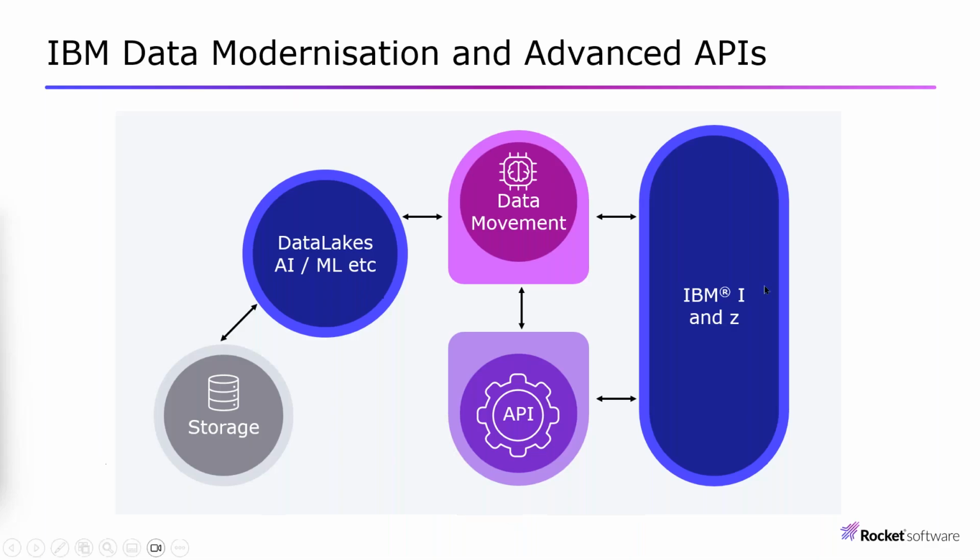On the right-hand side here, we've got our I and Z systems, and then through data movement and also through APIs to enrich that data, we can then push that data into your data lakes, AI, ML, pretty much anywhere that you'd like to put that data. And obviously it then goes into some sort of storage, whether it's S3 storage in Amazon, or Google Cloud, Azure, or some other third-party storage provider. It's all going to some sort of storage, essentially.